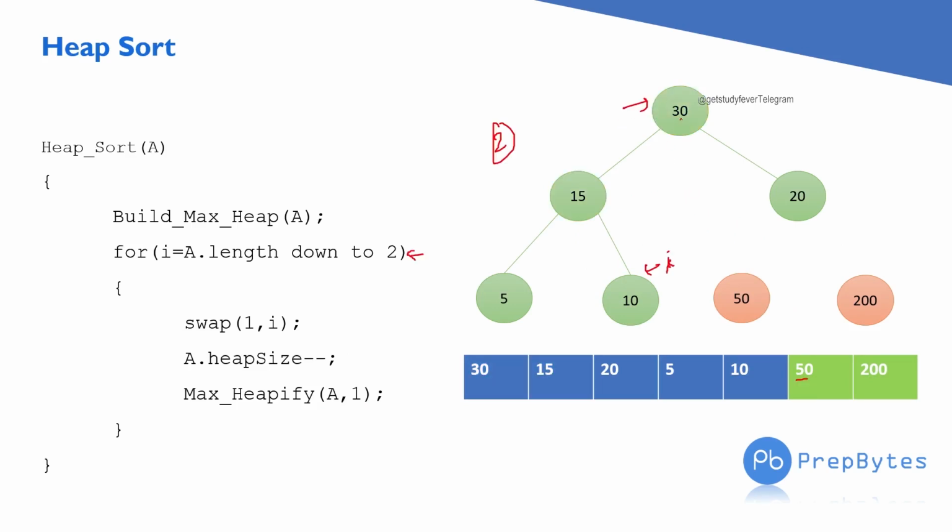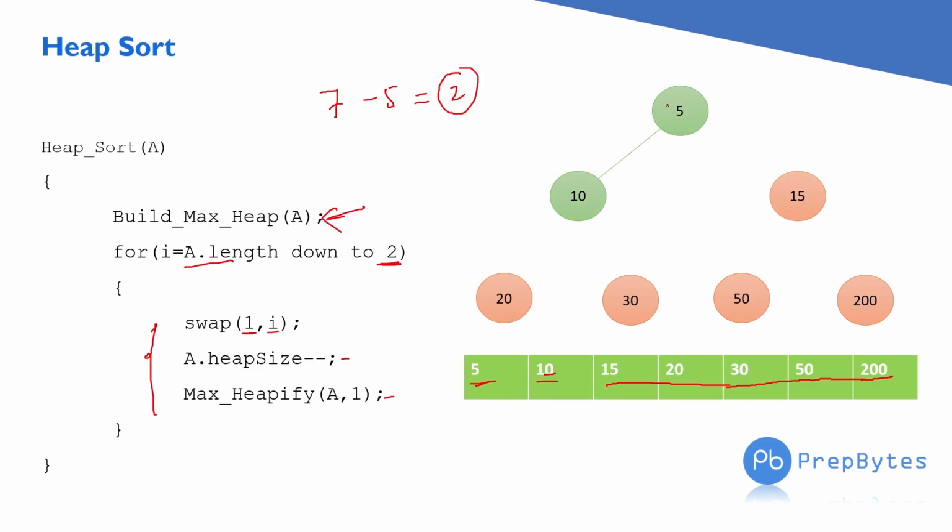After that, again 30 will be swapped with 10, and the heap size will be decreased by 1, and the heapification process is called on 10. After heapification is done, 20 will be swapped with 5. Heap size will be decreased by 1, and the heapification process will be called on 5, and the same process will continue. So this was actually pretty simple.